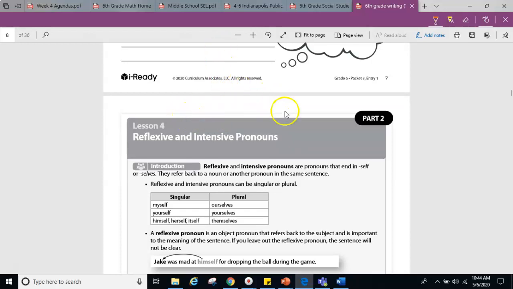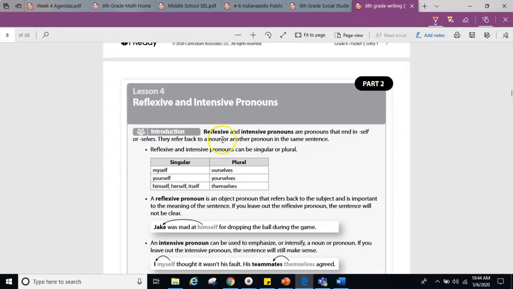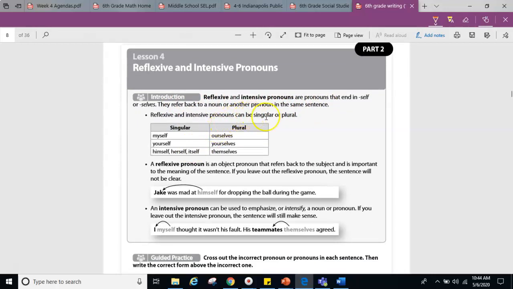Alright, so your part 1s are always going to be a journal, and your part 2s are going to be the language arts lesson. So we are doing reflexive and intensive pronouns. Reflexive and intensive pronouns are pronouns that end in self or selves. They refer back to a noun or another pronoun in the same sentence. So they can be singular or plural. So singular is myself, plural ourselves, yourself, yourselves, himself, herself, itself, themselves.